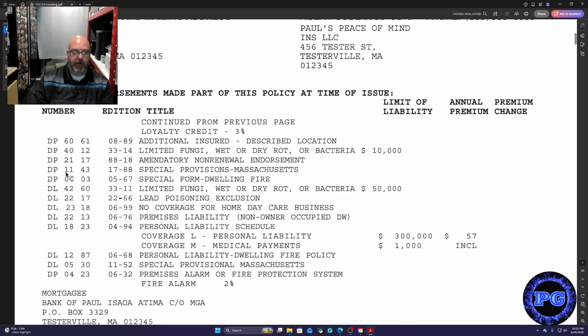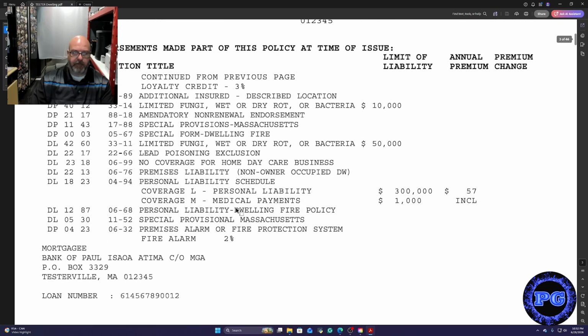So a normal policy may have $1,000 for jewelry, but then you have an endorsement that says, okay, now you have $5,000 for jewelry, or now you have X amount for this and X amount for that. But it's all based on this. So this is like the main form that everything else kind of branches off from. But let's look down here, right? So we have premises liability, and then we have personal liability. So here we go. Liability is added by endorsement, right?